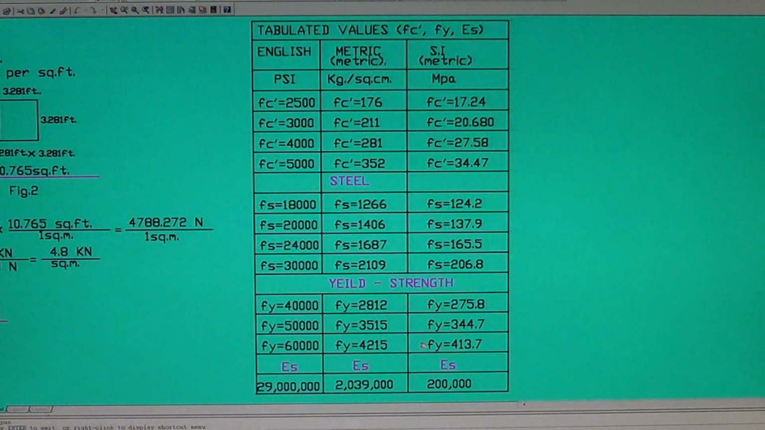And the values for steel, the modulus of elasticity of steel is 29 million for psi, and then 2,039,000 for kilogram, and this is for as 200 MPa for the metric. That's the equivalent, the values for the modulus of elasticity for steel.